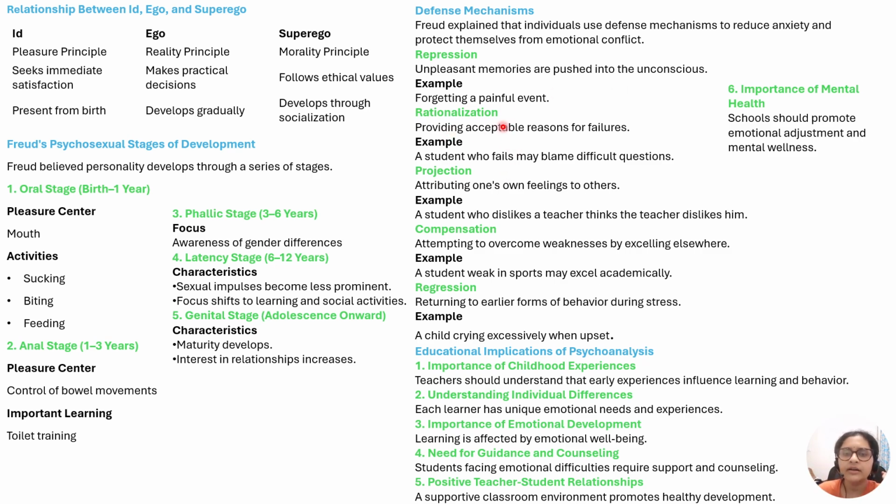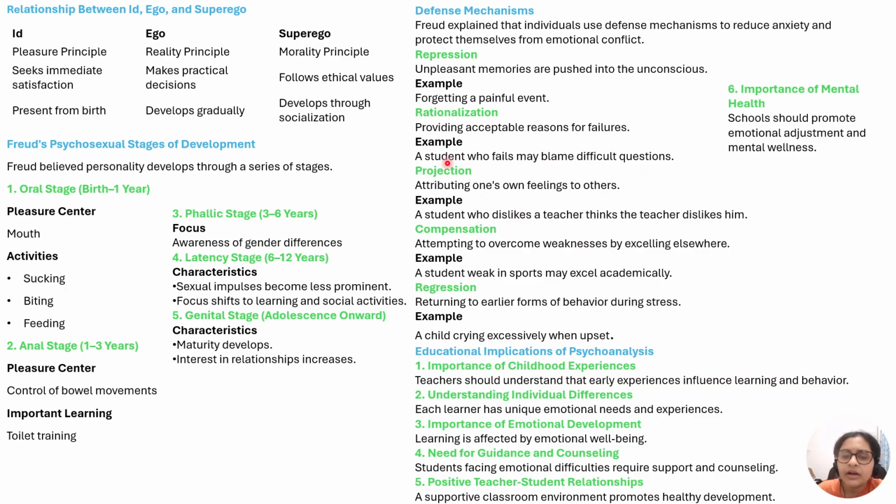Example, forgetting a painful event. The second one is rationalization, providing acceptable reasons for failures. If a student fails, he will simply shift the blame onto different things: because of this situation I failed, because of her I failed. He will simply blame. That is rationalization. Projecting is attributing one's own feelings to others.